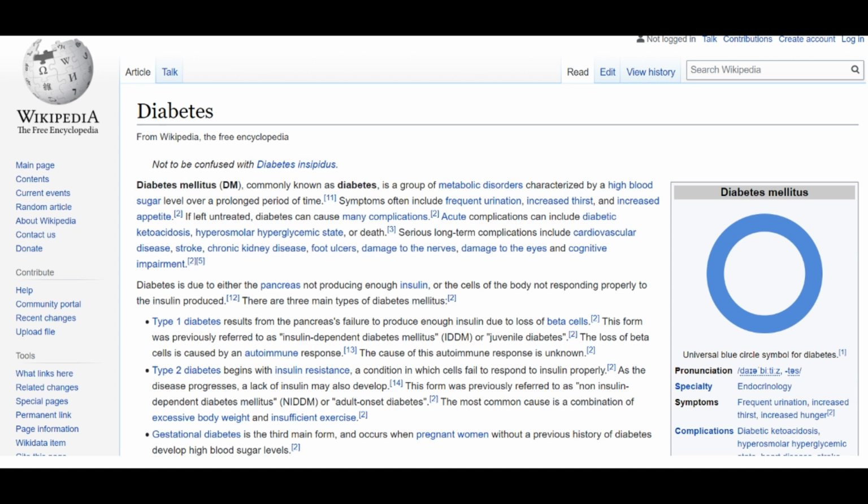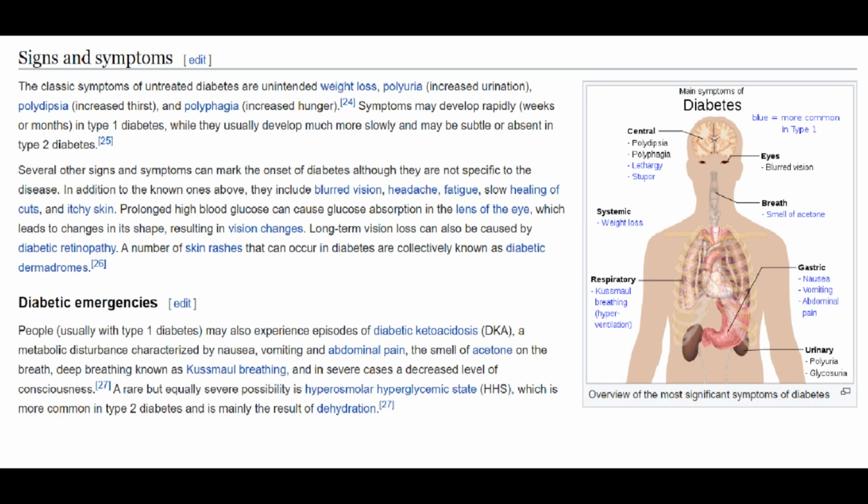Type 2 diabetes begins with insulin resistance, a condition in which cells fail to respond to insulin properly. As the disease progresses, a lack of insulin may also develop. This form was previously referred to as non-insulin dependent diabetes mellitus, NIDDM, or adult onset diabetes. The most common cause is a combination of excessive body weight and insufficient exercise. Gestational diabetes is the third main form, and occurs when pregnant women without a previous history of diabetes develop high blood sugar levels.